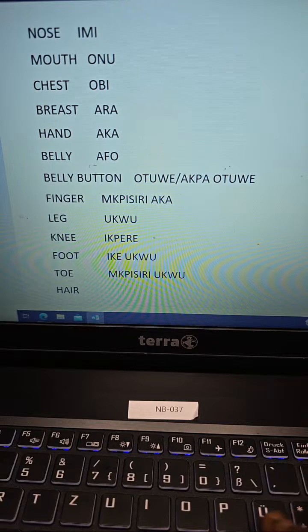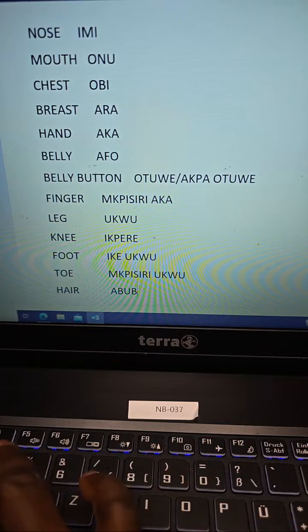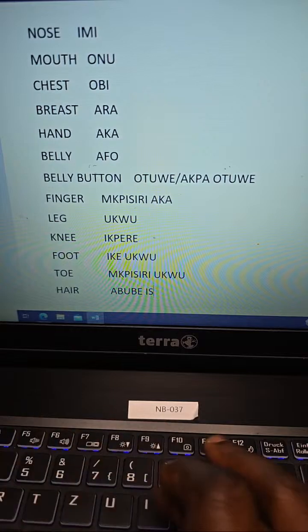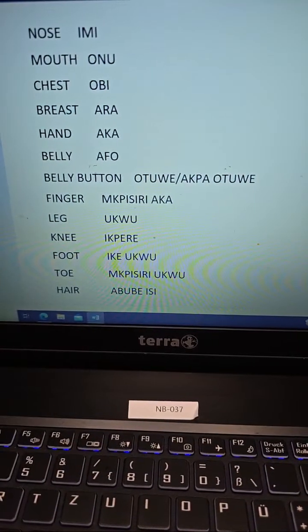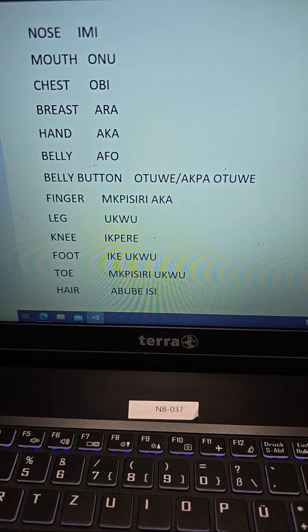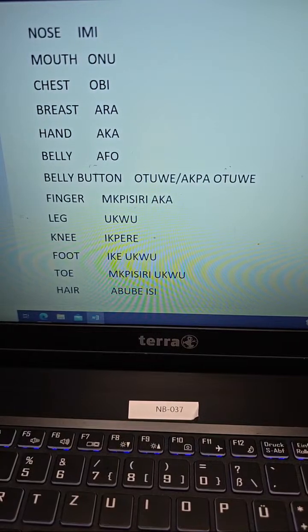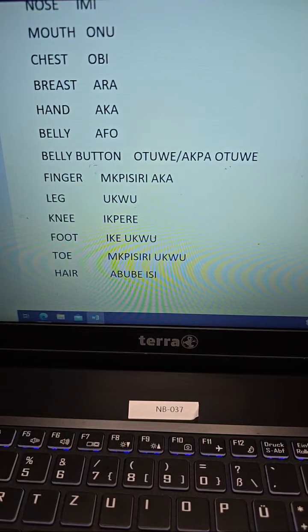Hair, abụba isi. Hair, abụba isi. Hair, abụba isi.